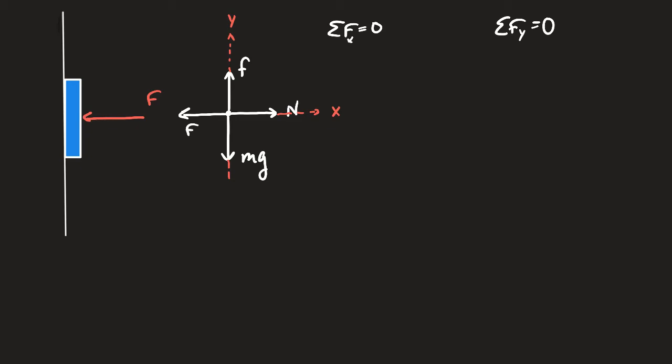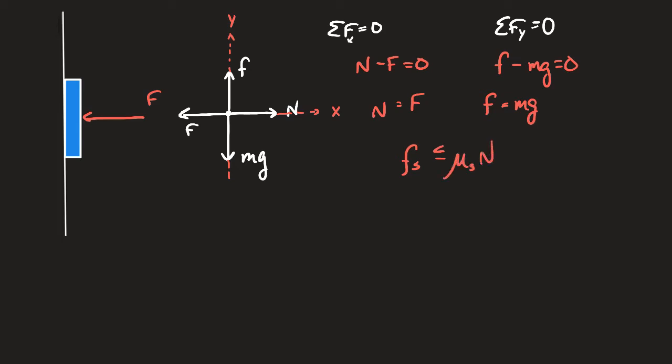And in the x direction, I will have normal minus the applied force equals 0. And in the y direction, I will have friction minus weight equals 0. Now, normal equals the applied force. Friction equals the weight. I don't really know what the question is, but I do know that static friction is less than or equal to mu s times the normal force.